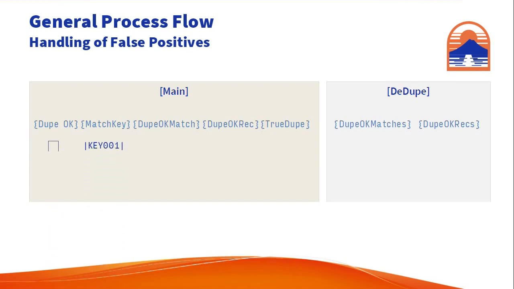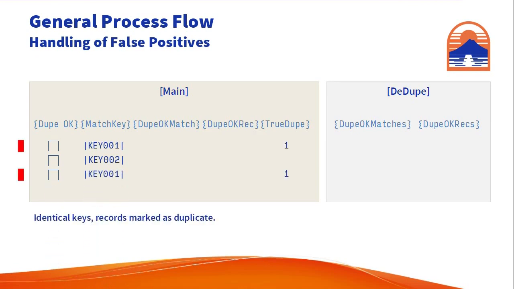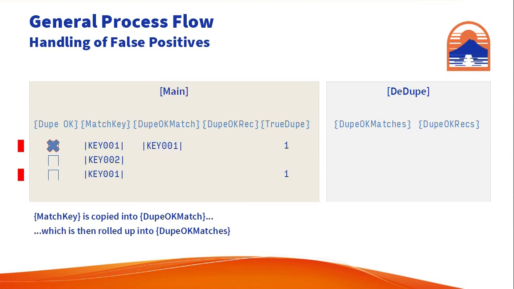Once again, we begin with records being added to the main table. When two records of the same match key are logged, the system flags them as a possible dupe. In this case, though, the user determines the records don't represent duplicate data, but are instead false positives. To indicate this and suppress the alert, he or she checks dupe OK. In the tagged record, match key is duplicated into dupe OK match, which is then rolled up to dupe OK matches in the dedupe table.